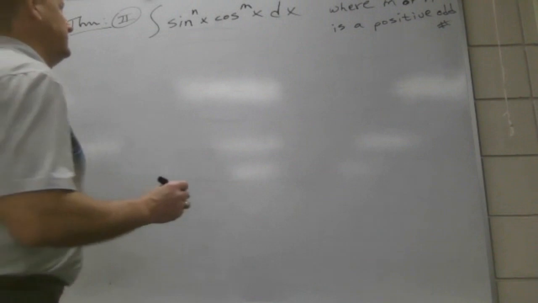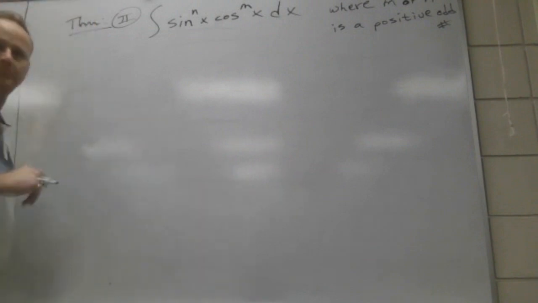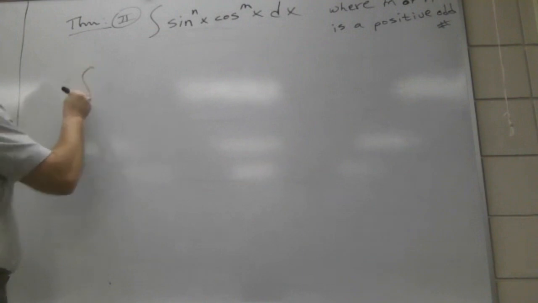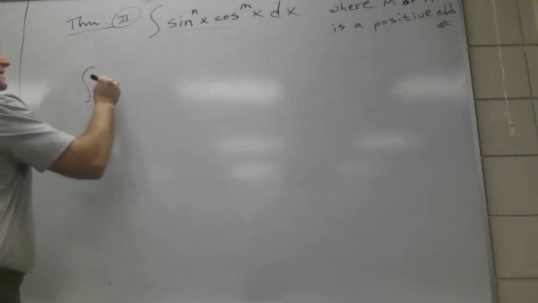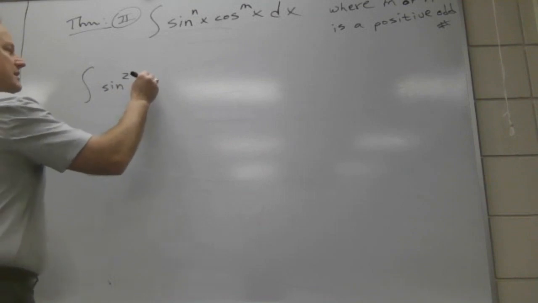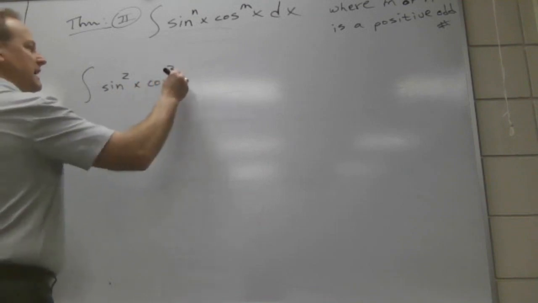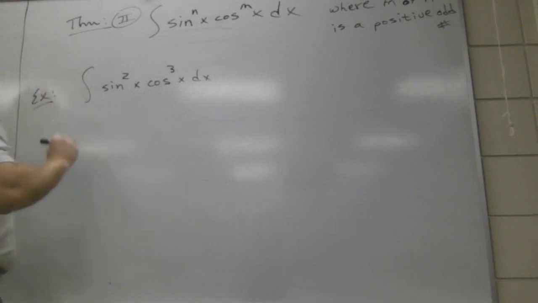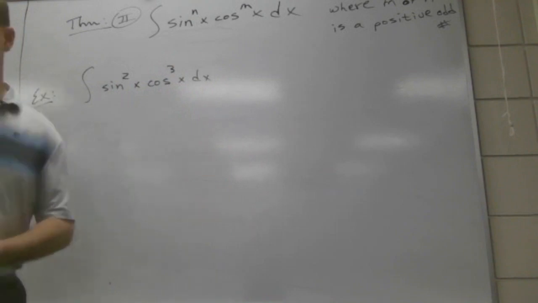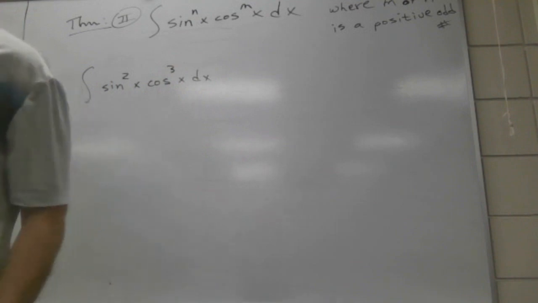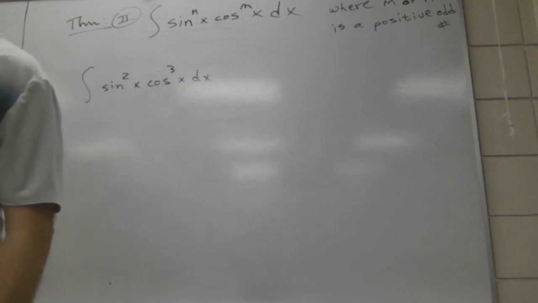But what are you going to do? What do you think we're going to do? Like if I have, let's just try and make an easy one. What if I have the integral of sine squared x cosine cubed x dx? So that'd be an example. What do you think I'm going to want to do if we base it at all on what we did before?